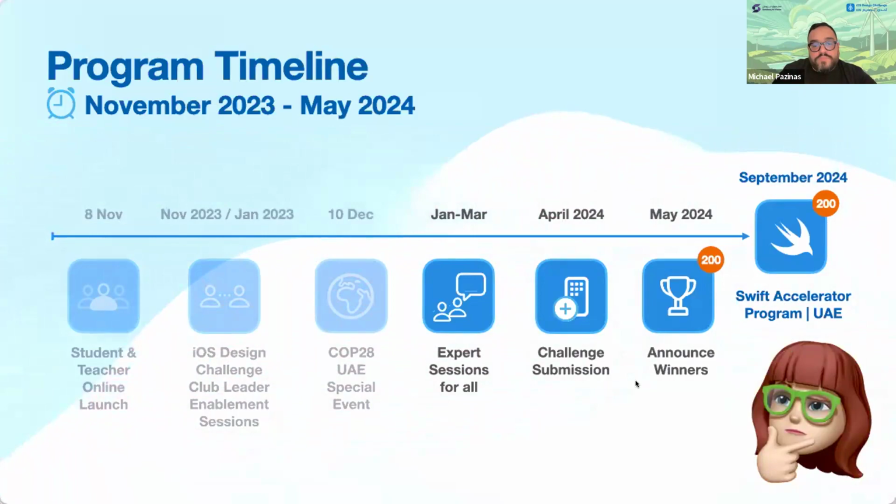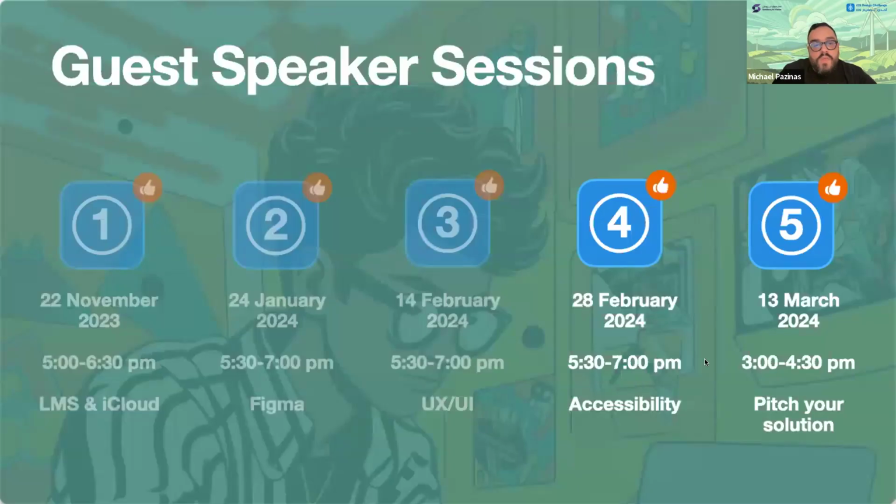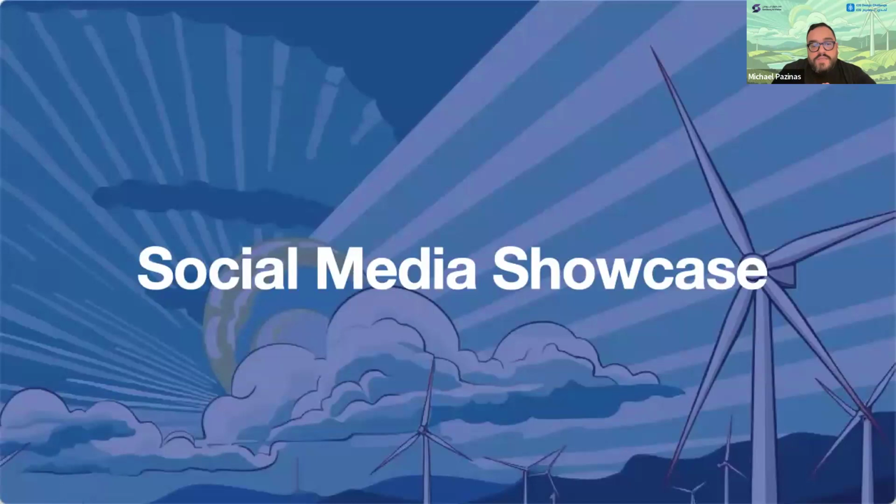That means we've got another 2 guest speaker sessions left for students. We have one at the end of this month, which is on accessibility. Apart from the last one, they run about the same time, 5:30 to 7, and then we're going to Ramadan timings for the last one. Accessibility is going to be session 4, and then the last session will be about pitching your solution, so how you pitch your solution will be the last thing.